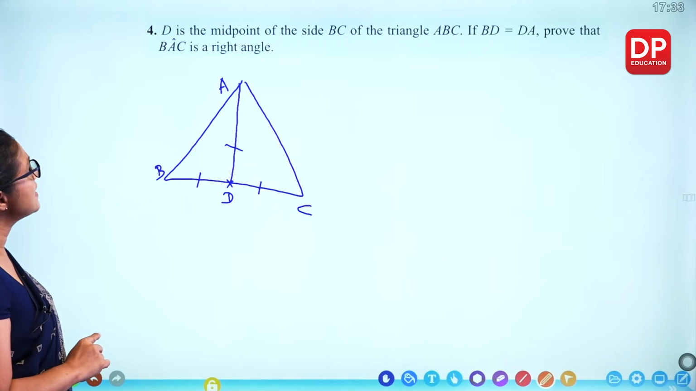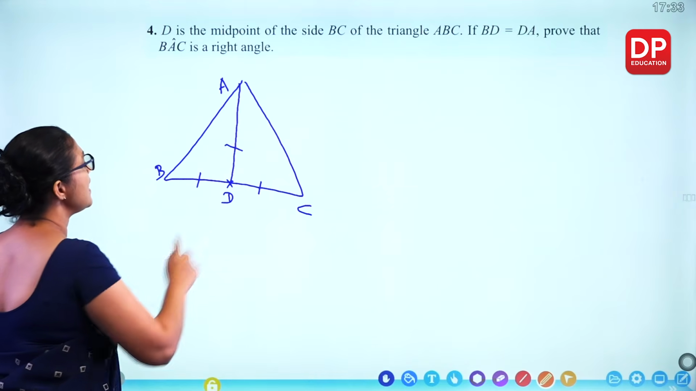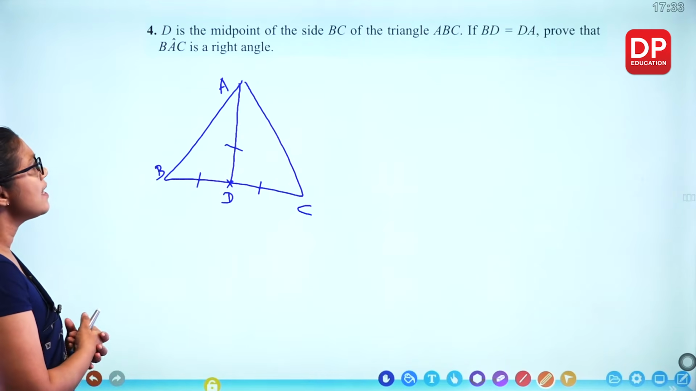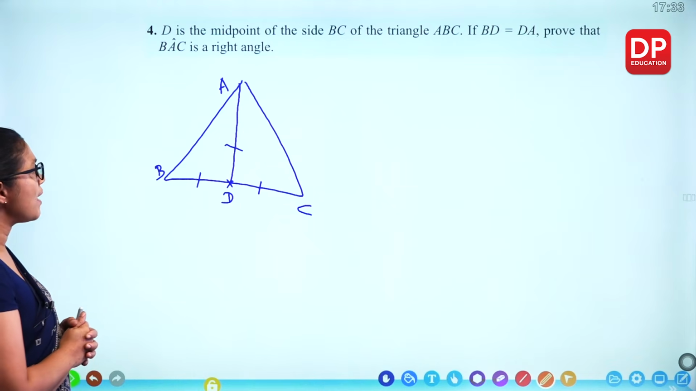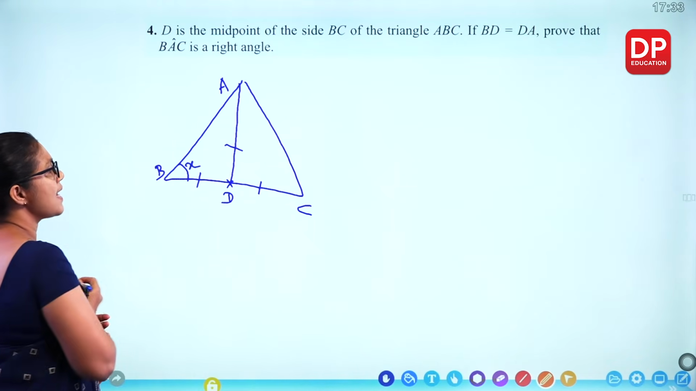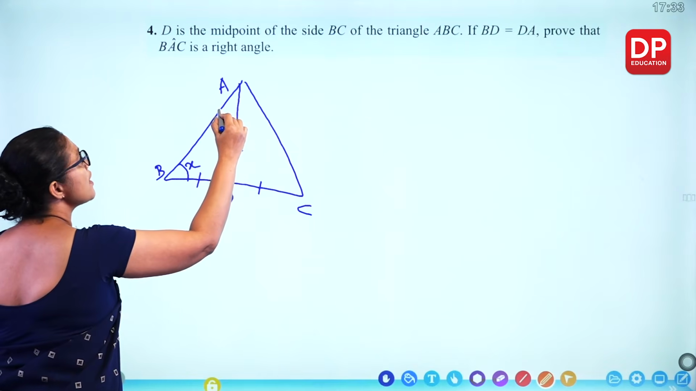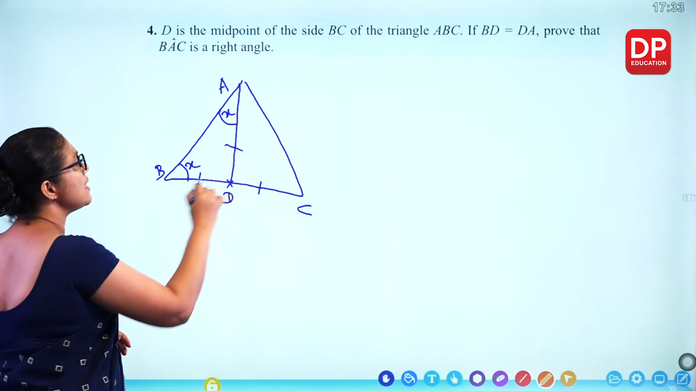Prove that BAC is a right angle triangle. BAC is a right angle triangle means one angle should be 90 degrees. Now how can we find out? If this is angle x, what can you say about this one? This is also x because this is an isosceles triangle.